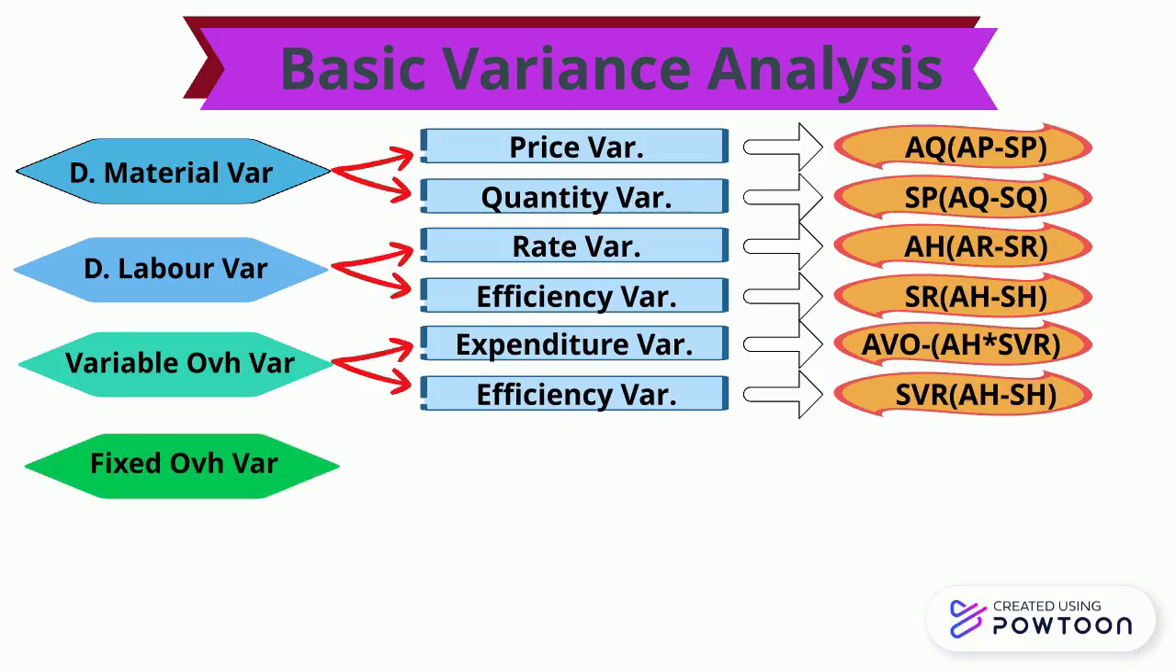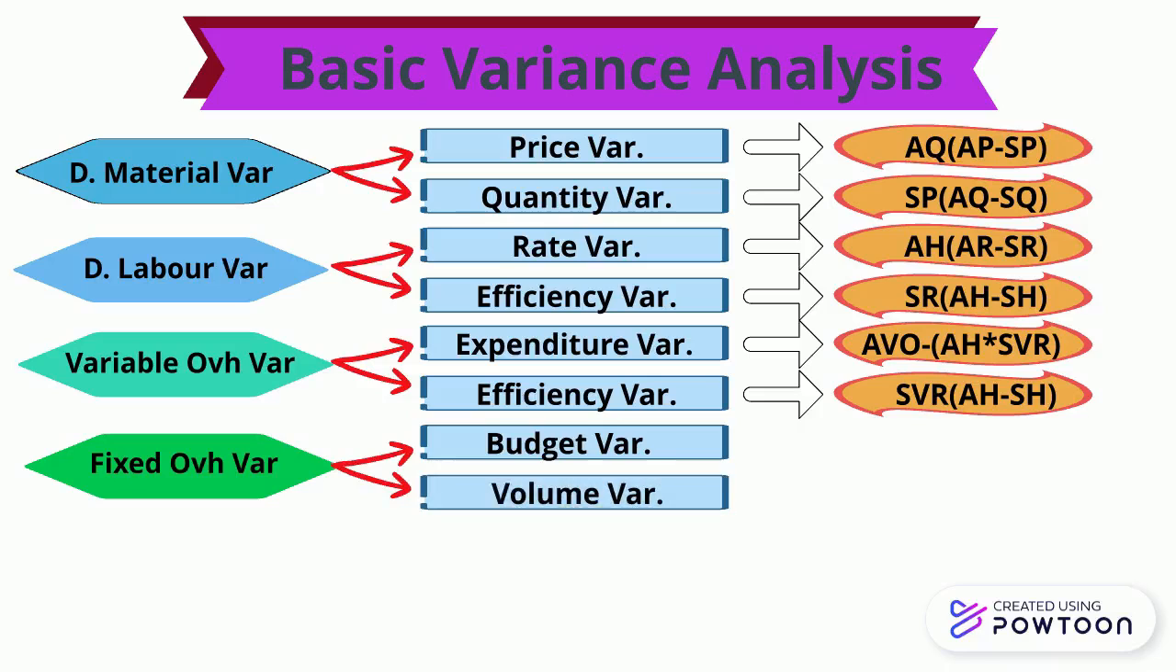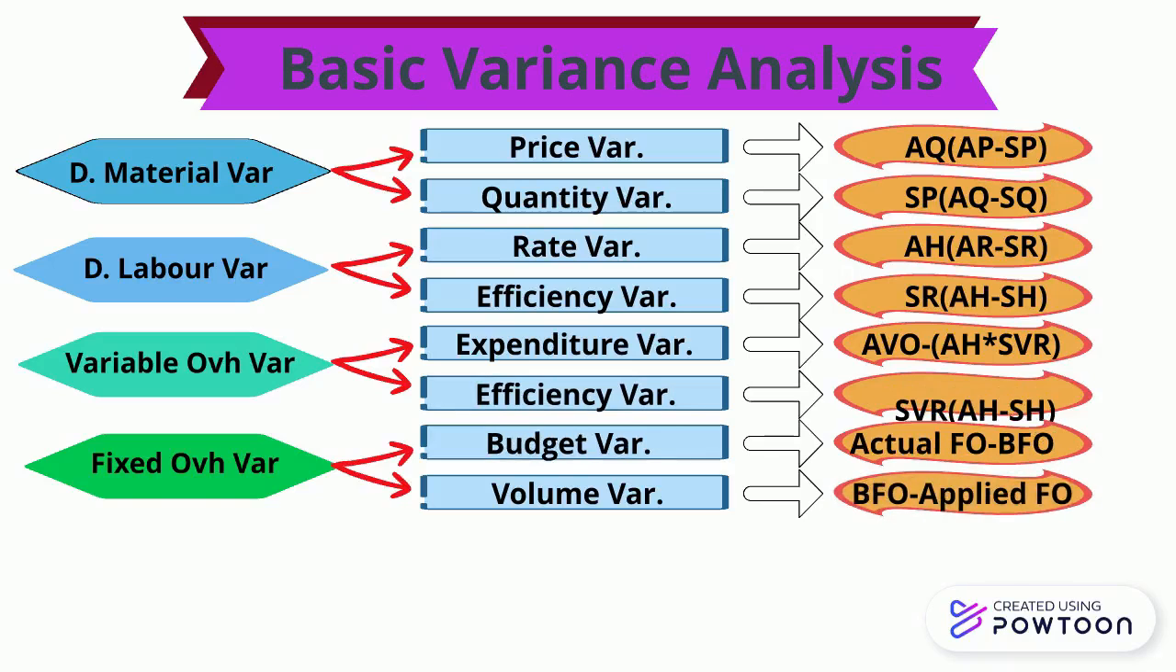Fixed production overhead variance. The fixed overhead variance is comprised of two variances which are budget variance and volume variance. Fixed overhead budget variance is the difference between budgeted and the actual fixed production overhead during a period. Volume variance is the difference between budgeted and actual quantities.